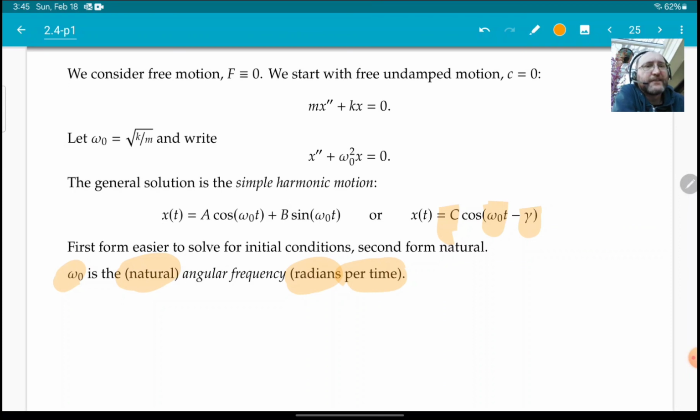but right now that doesn't make a huge difference. Later on, when we look at the damped case, there's going to be a difference between the natural frequency and the actual frequency. But right now, there's no difference, so it's just the frequency, or you can say it's the natural frequency.